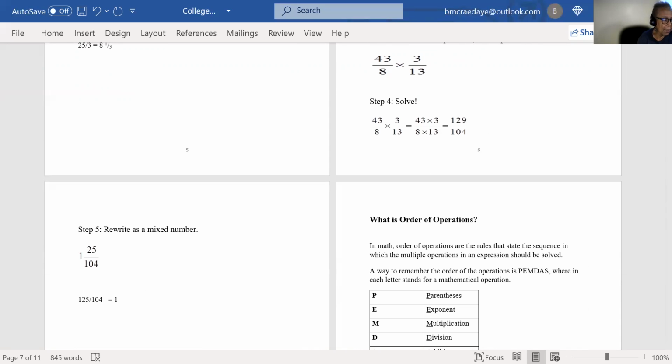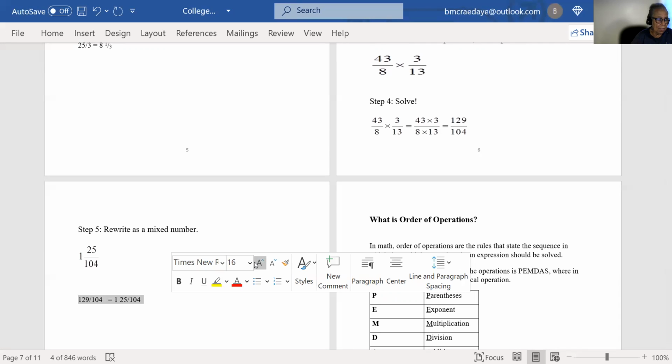And then you subtract the 104. I'm sorry, this is 129, not 104. So it's 129 divided by 104. And when you subtract the 104 from the 129, you get 25. So that's how you get the 1 and then the fraction 25 over 104. And that's a mixed number. Okay, just like we did the ones before. Okay, and that's your answer.